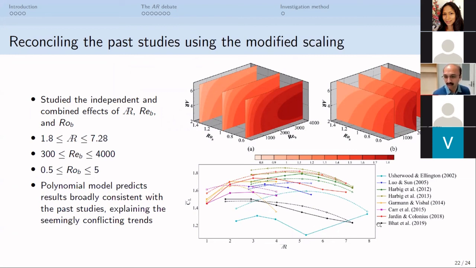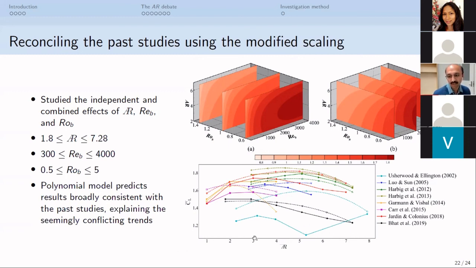So we looked at all these papers here, and the solid lines show their own predictions, and the dashed lines show the predictions using our polynomial model. And apart from a few exceptions, such as this light blue line here, which is from Usherwood and Ellington, most of them show similar trends and very little deflection from their actual values. We can even explain the differences that are observed here.